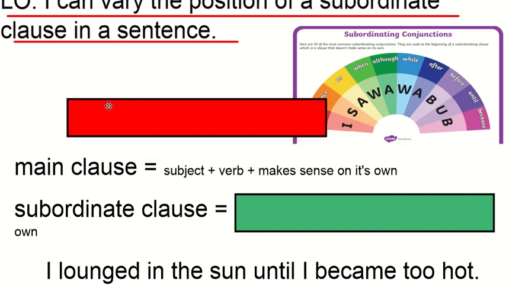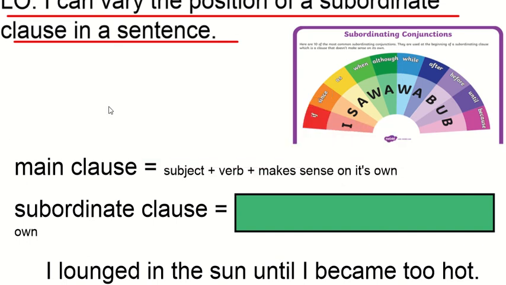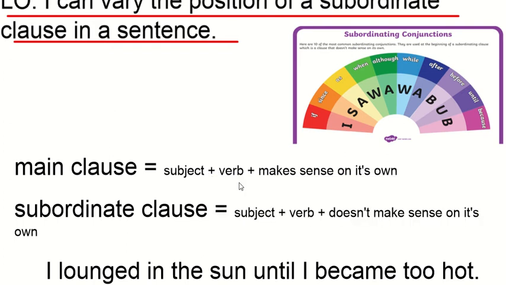So a main clause then contains a subject and a verb. And you'll remember that the subject is a noun or a pronoun, and the verb is, that's right, it's an action or doing word. So a main clause will contain a noun or a pronoun and a verb, and it makes sense on its own. A subordinate clause again contains a subject and a verb, but this time it doesn't make sense on its own. It relies on the main clause for it to make sense.